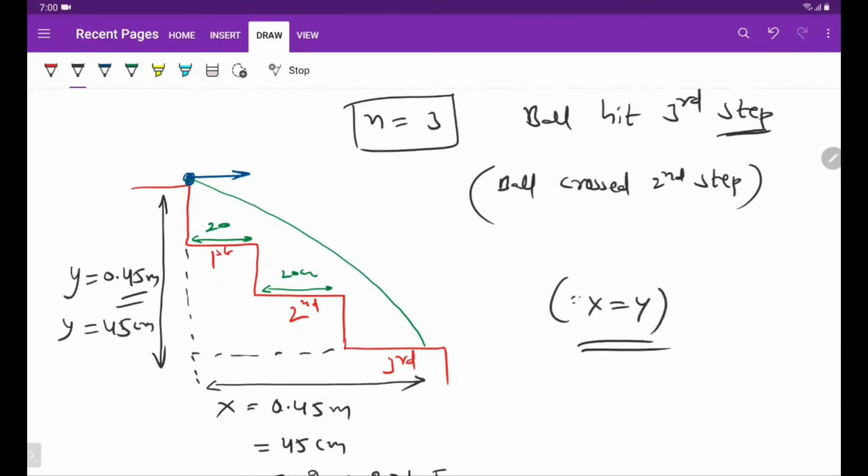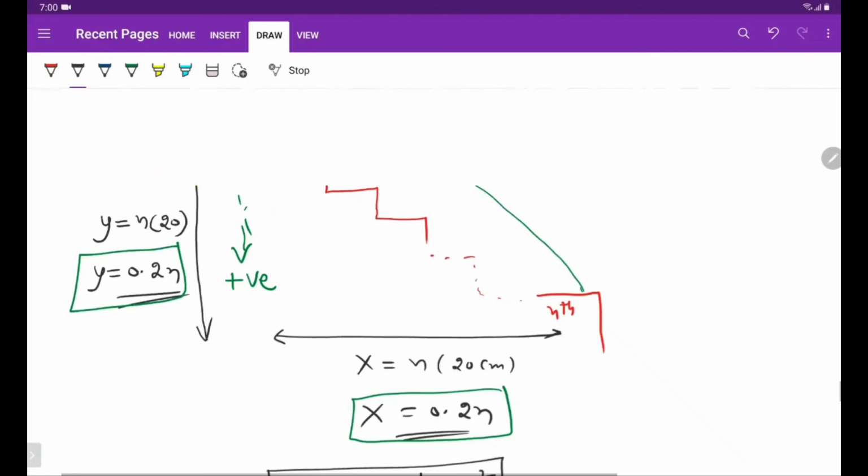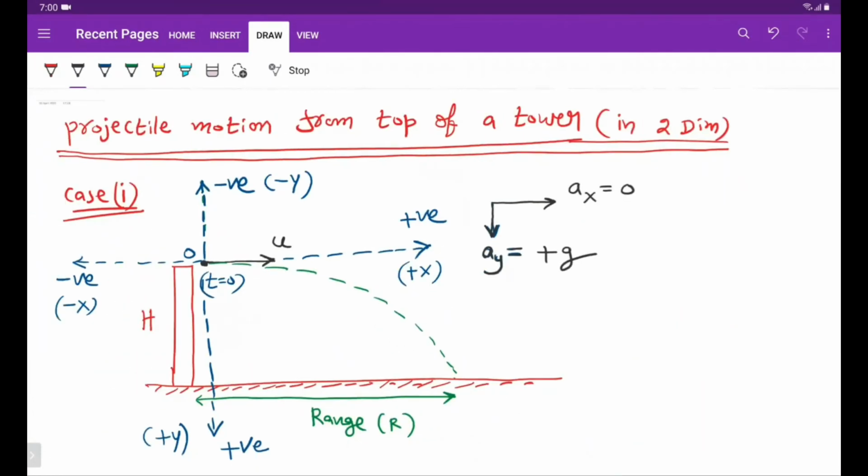So in this way we apply the above concept, projectile motion from the top of a tower. For different cases, we take different coordinate systems.